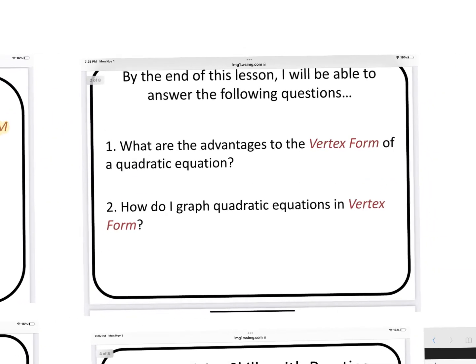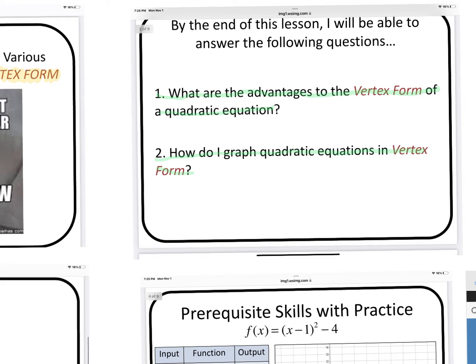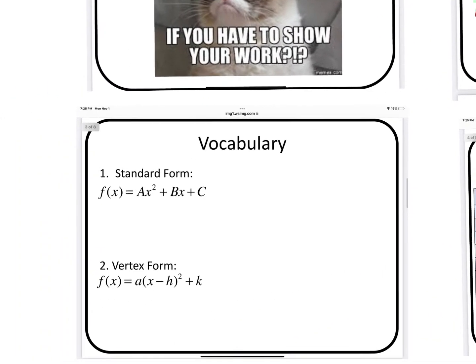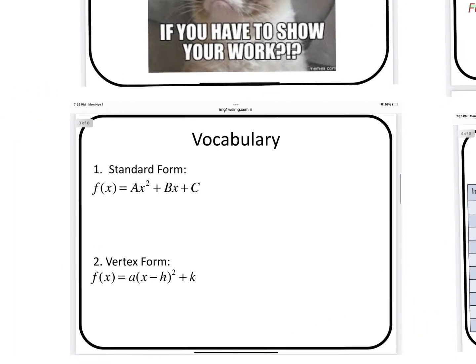And so, what we're going to be reviewing is this: What are the advantages to vertex form of a quadratic formula? Or, pardon me, a quadratic equation. And how do I graph quadratic equations in vertex form? So, looking over here, comparing the difference.